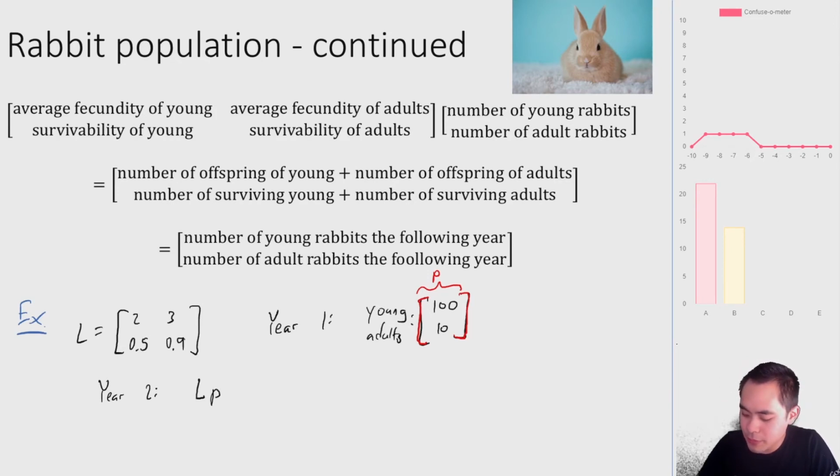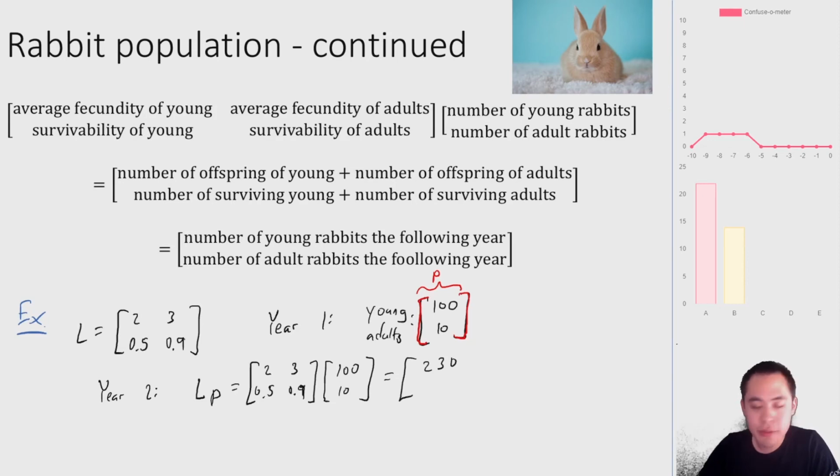So L times P, you can think of as a matrix product. So this is going to be 2, 3, 0.5, 0.9. And we've written the population vector as a column vector. So that's 100, 10. So if you multiply this out, what you end up getting is 230 and 59. So this means that in year 2, you expect to have 230 young rabbits and 59 adult rabbits.